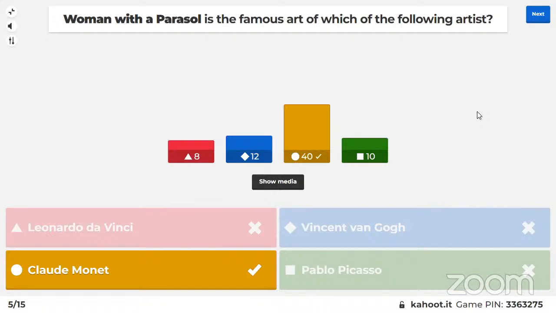Okay, so time's up. So the question was, Woman with a Parasol is the famous art of which of the following artists? So the correct answer was Claude Monet. So option C, Claude Monet was the correct answer. 40 among you have opted for the correct answer.